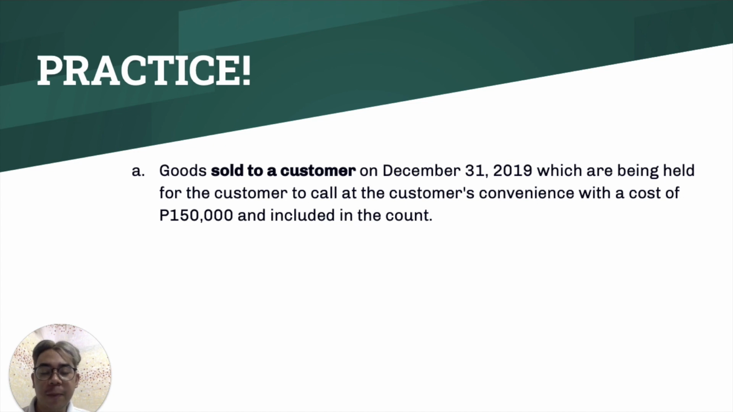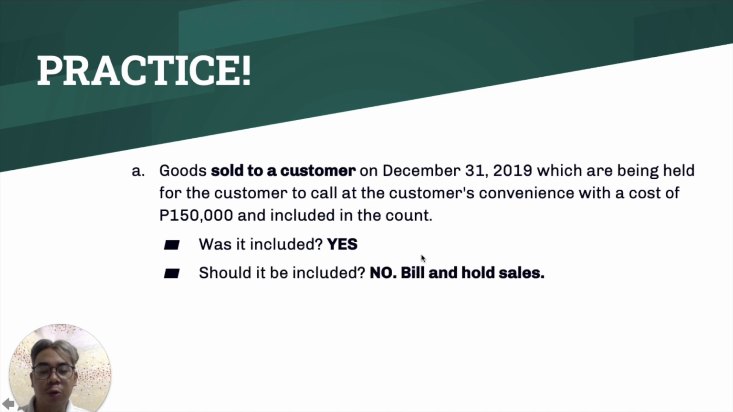So take note, tayo dito yung seller. So ito yung ating chain of thought. The first question is, was this included in the count? The answer is yes, kasi nga included daw sa count. Pero take note that hinawakan mo tong inventory but it was already billed to the customer.